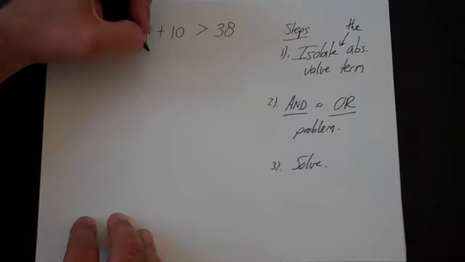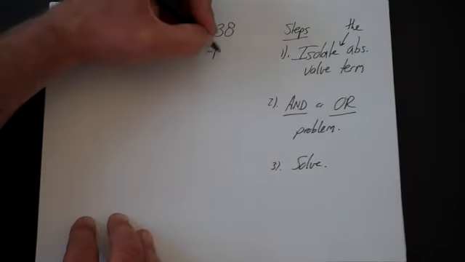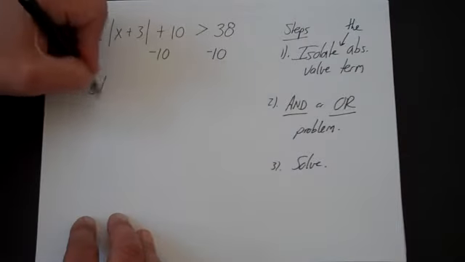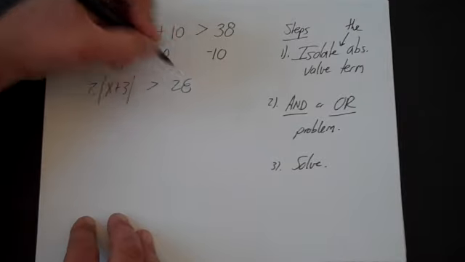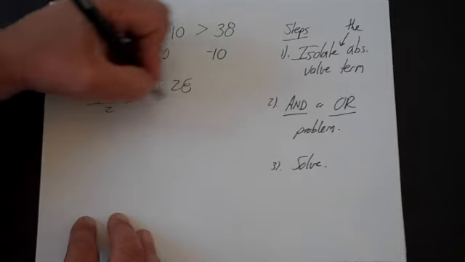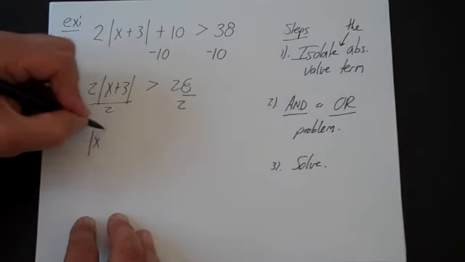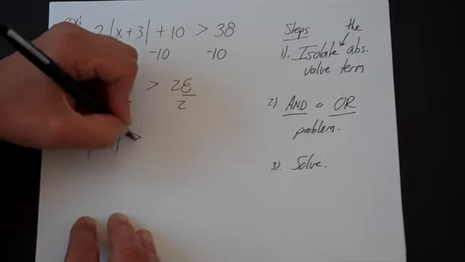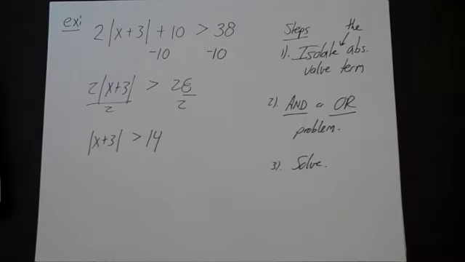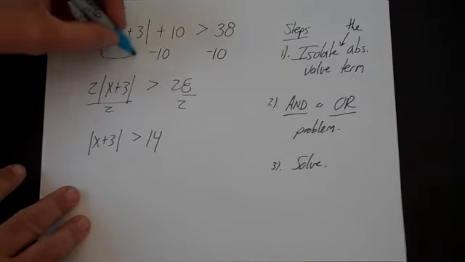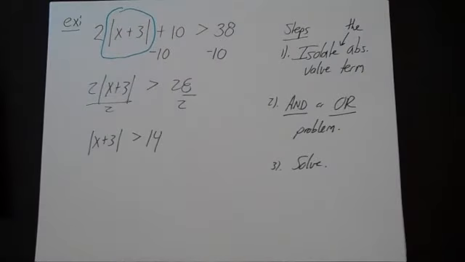So the first step here is we're going to do minus 10 and minus 10. So you have 2 absolute value of x plus 3 greater than 28. And then you can divide by 2, and you get absolute value of x plus 3 is greater than 14. So that's always the first step. If you have an absolute value term, then think about drawing a circle around that absolute value term and just isolate it.